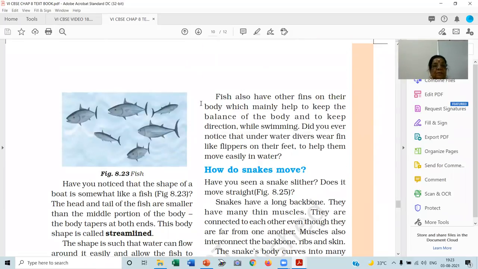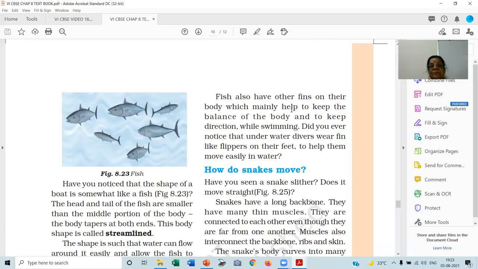After that, the fish move. It is the pectoral fin, frontal. It is the pelvic fin. It is the tail fin or caudal fin. All fish have the pectoral, pelvic, and tail fin, the caudal fin.